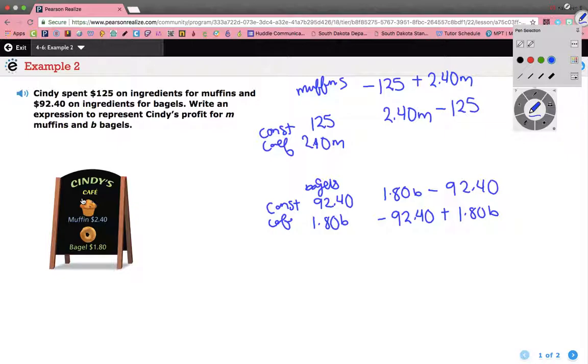I like the positive, so they're starting with the positive. So 2.40M minus 125 plus 1.80B minus 92.40. So there's our expression that we wrote to find the profit.